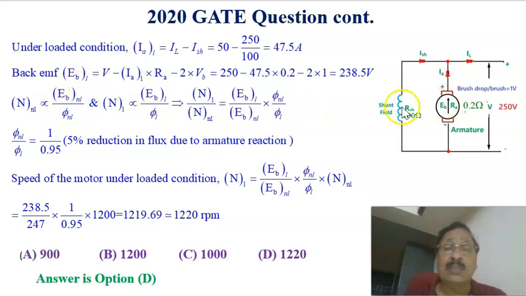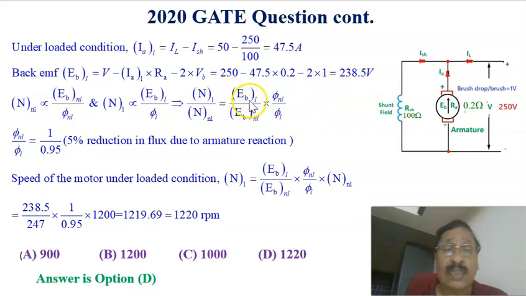Now, the basic relation between the speed of the motor, back EMF and the flux is given by N at no load is proportional to EB at no load divided by phi at no load, and N at load is proportional to EB at load divided by phi at load. From this, we can say that the speed at load divided by speed at no load is equal to the back EMF at load divided by back EMF at no load, into the flux at no load divided by flux at loaded condition.